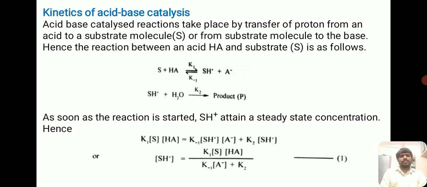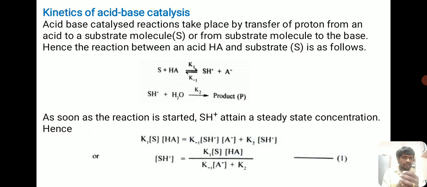Let us start with the kinetics of acid-base catalysis. Acid-base catalyzed reactions take place by transfer of a proton from an acid to a substrate molecule, that is S, or from the substrate molecule to the base. Hence, the reaction between an acid, that is HA here, and the substrate S is as follows.